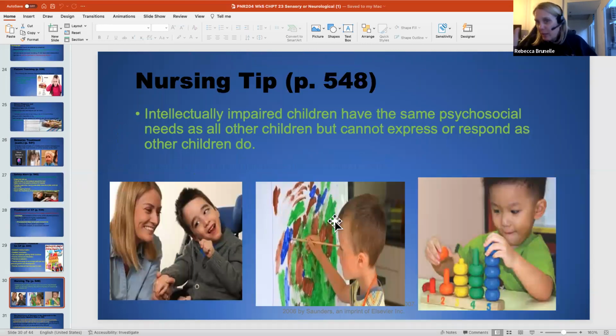So, you could have a child with intellectual disability that has CP, and it could be a genetic disorder, it could be Down syndrome, there could be all sorts of other things that cause intellectual impairment in children. So always remember that they have the same psychosocial needs, but they don't have the same ability to express themselves. So try to treat them as a human and don't focus on their disability, and recognize they might not have the same ability to express themselves, but try to use adaptive devices or communication aids so that they can communicate as much as possible.